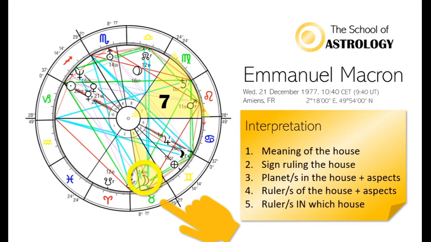The question is, why do we look at the house that the ruler of the 7th house is in? We do this to find out where the partner will appear, like where to look for her or him, right?